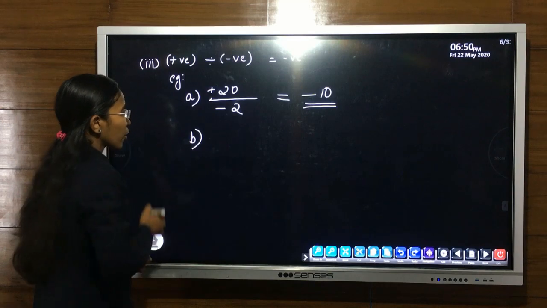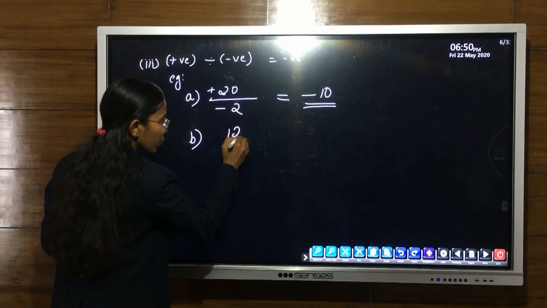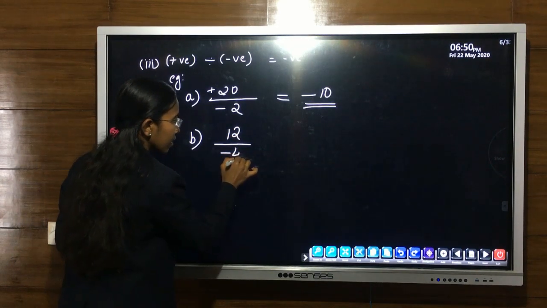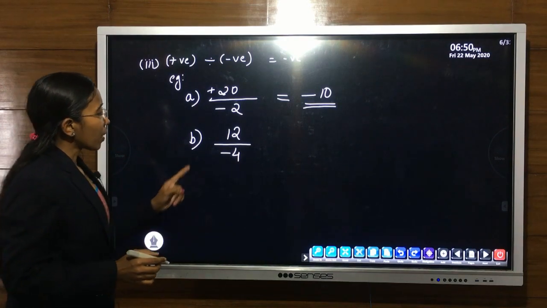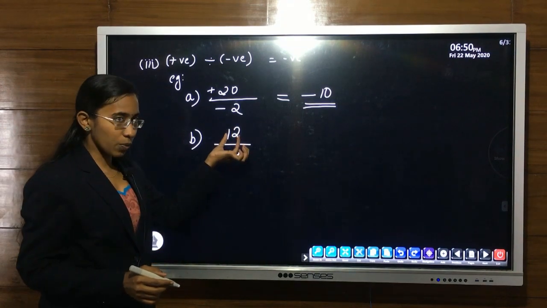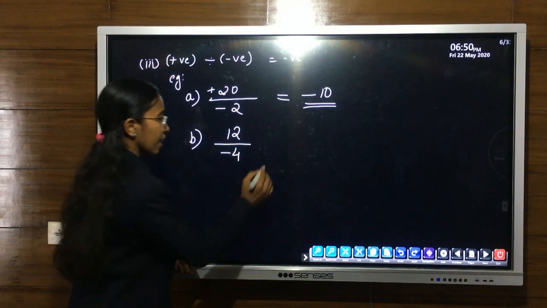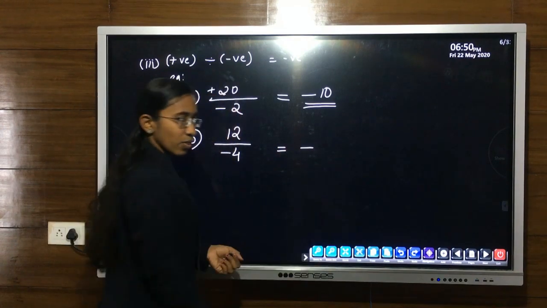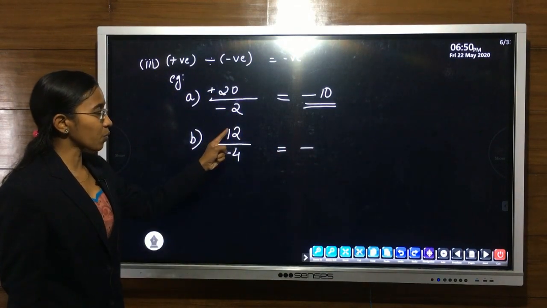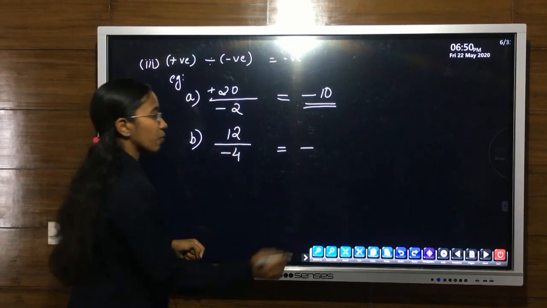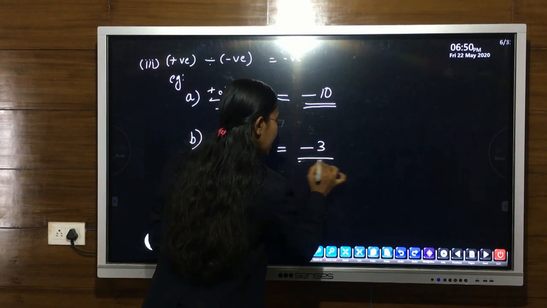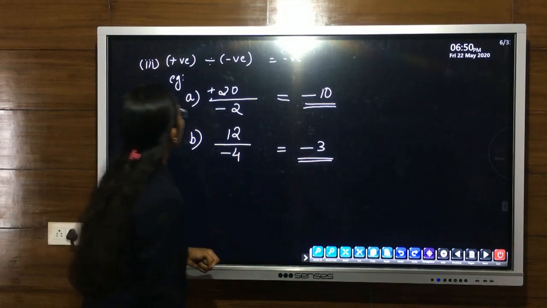And one more example. 12 divided by minus 4. Here the first one is positive and the second one is negative. Then our answer is always negative. And check what 12 divided by 4 is. 12 divided by 4 is 3. So our answer is minus 3.